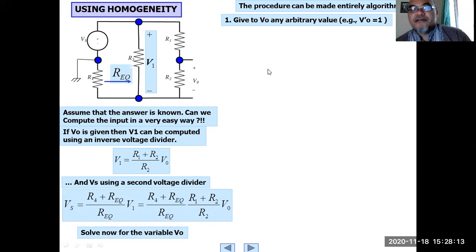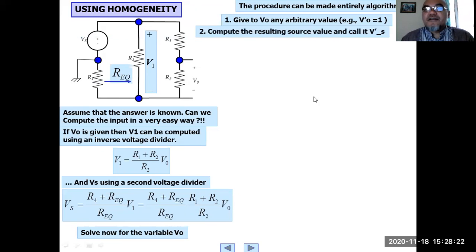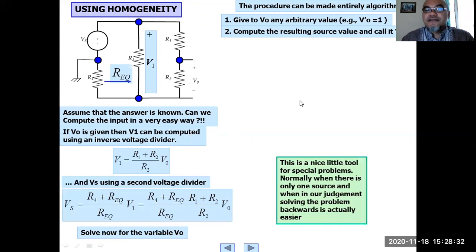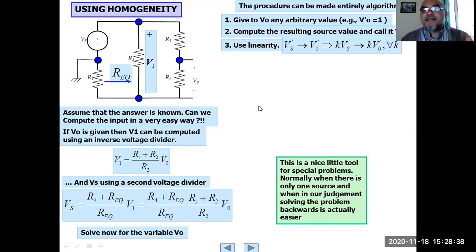So it can be made entirely algorithmic. Give V output any arbitrary value, V dash output, for example, equals 1 volt. Then compute the result. So we put 1 volt here, and from here we obtain Vs dash. So solving the problem backward is easier.